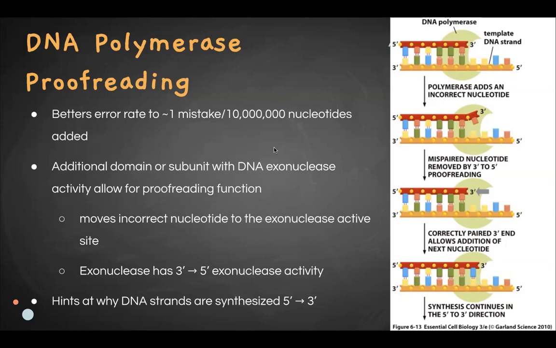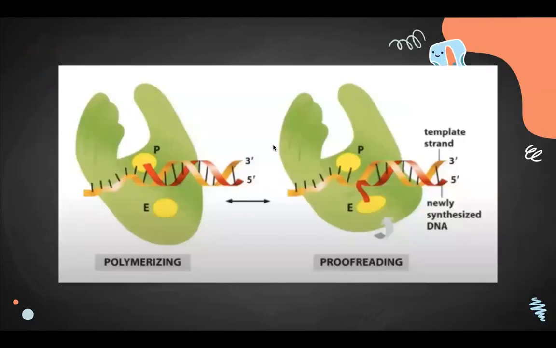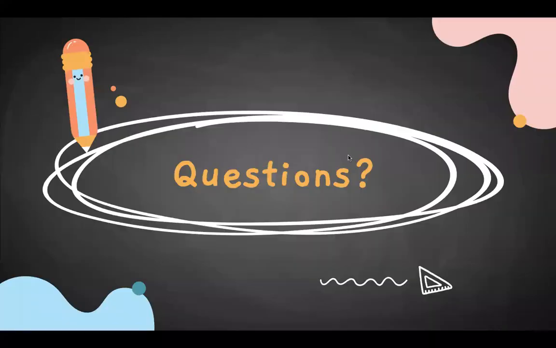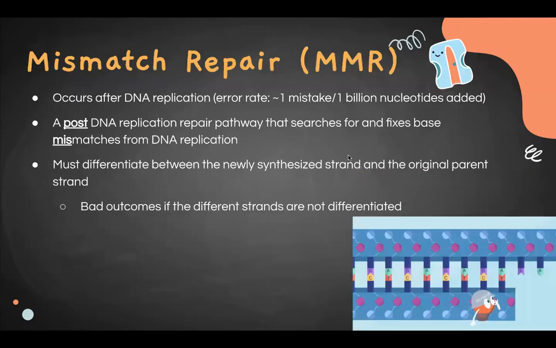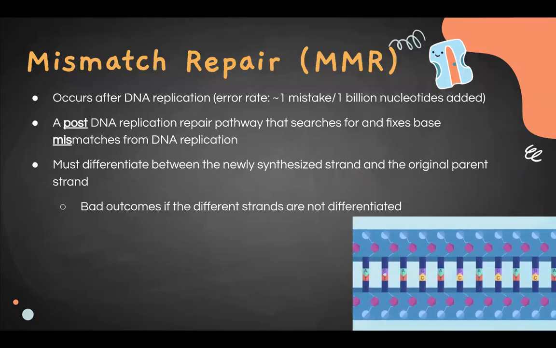And so, as you can see here, this is the proofreading section. On the screen, this is the DNA polymerase, and here is the polymerizing activity and the exonuclease activity, these different subunit domains. I'm just going to keep going.